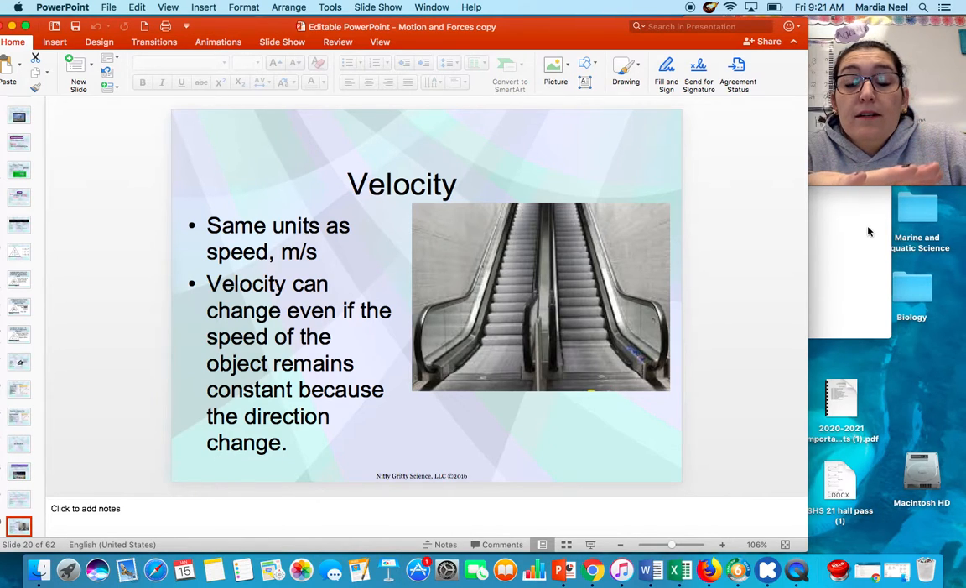So on an escalator, the speed is the same. The escalator always goes the same speed. But the direction of the two escalators is different. One goes up and one comes down. So because of that, they have different velocities. Even though they're going the same speed, they're going in different directions, so they have a different velocity.